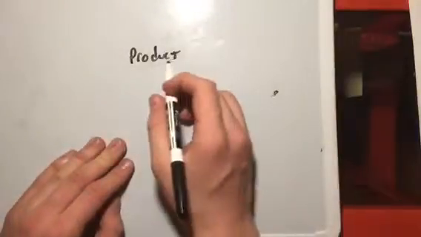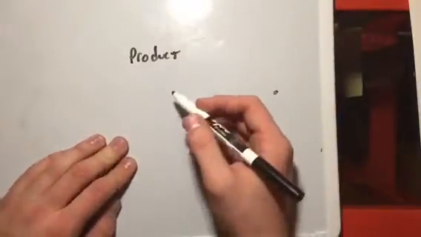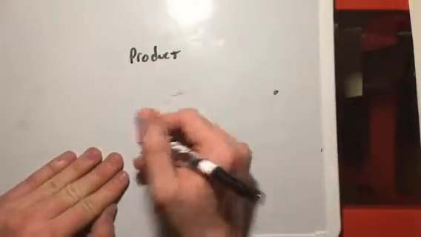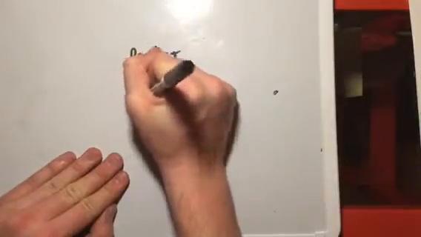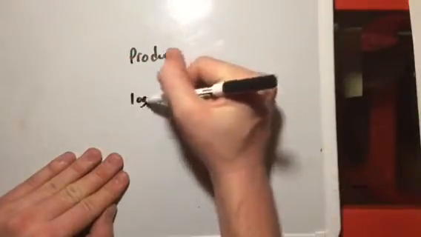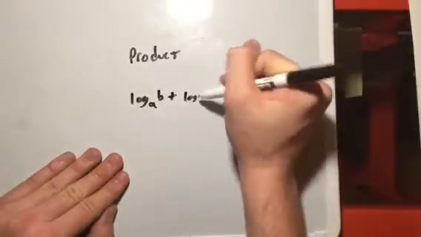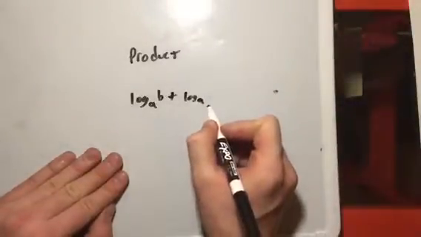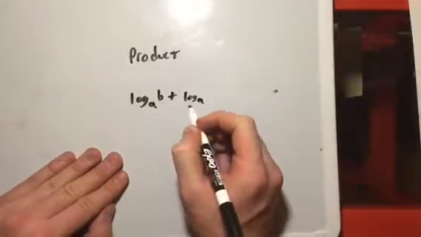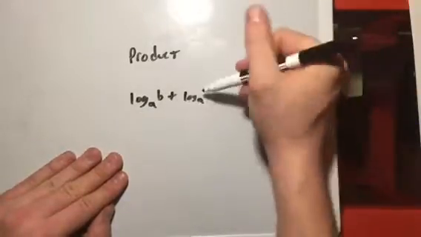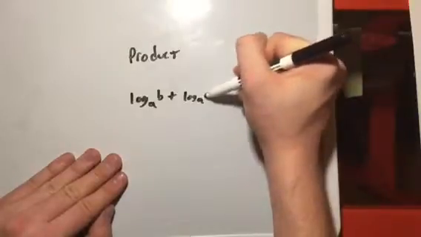Now the second property of logarithms is the product property. What the product property is, is when we are trying to add two different logarithms. So the formula for the product property looks like this: log base A of B plus log, still the same base, remember that, we keep the same base, plus, since it's a different log, we'll call this log base A of C.